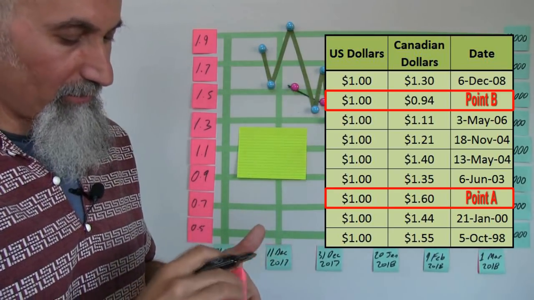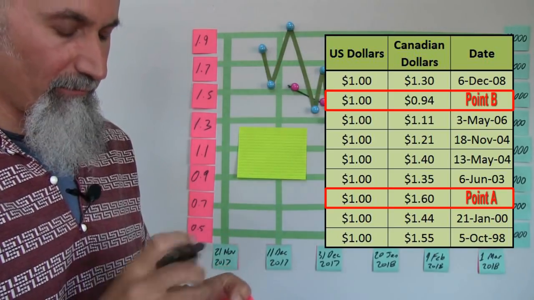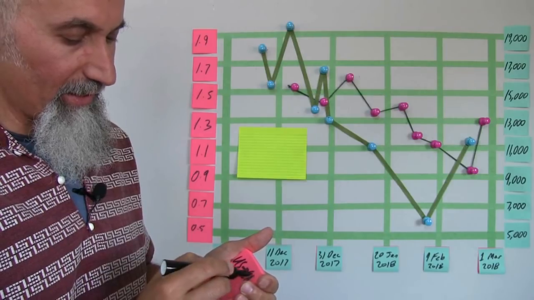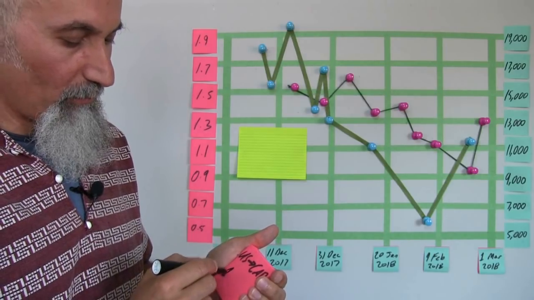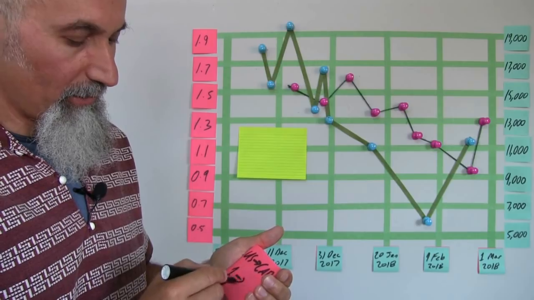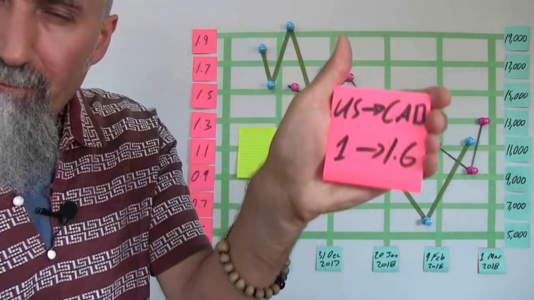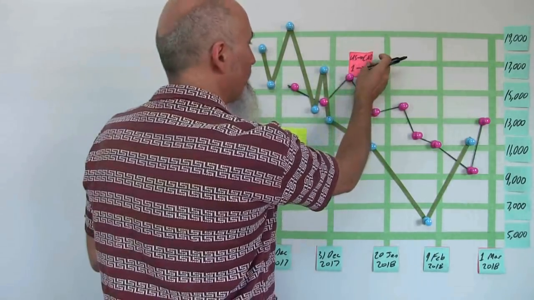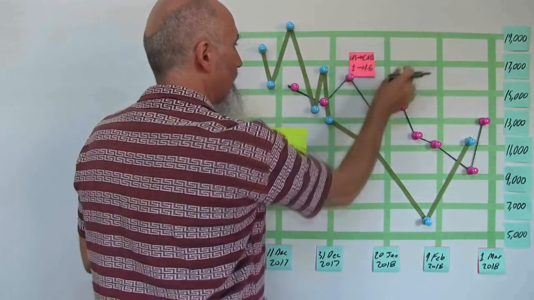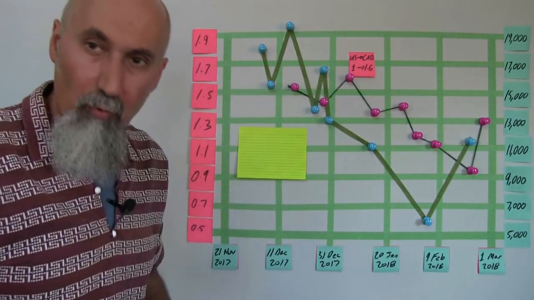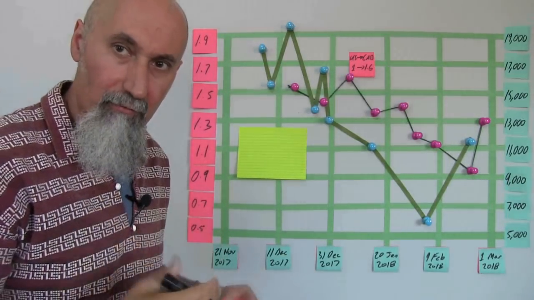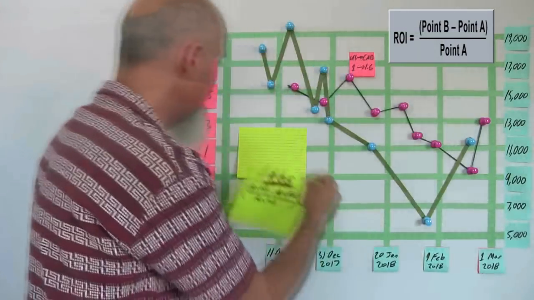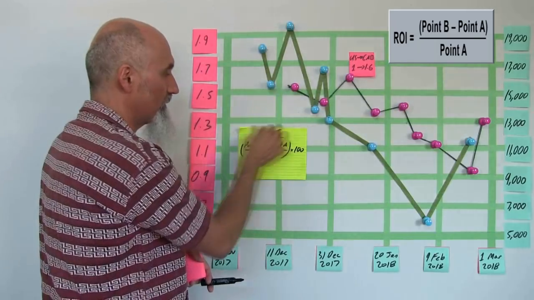So let's write it out. This is backwards again, so let's do it this way. So US to CAD, $1 got you 160. Okay, so this would have been 160. Okay, that's point A for our formula. If you want, I'll stick this up so you see this as well, and then we'll take it off once we put the points on there, right?